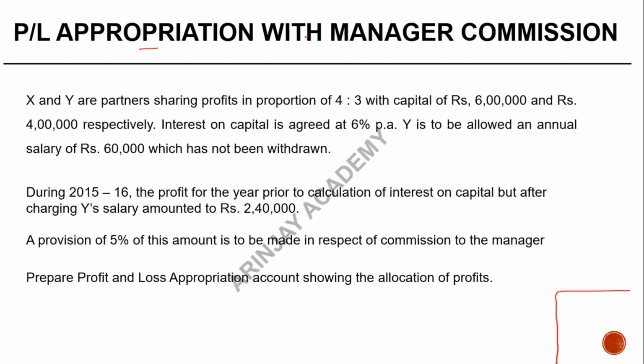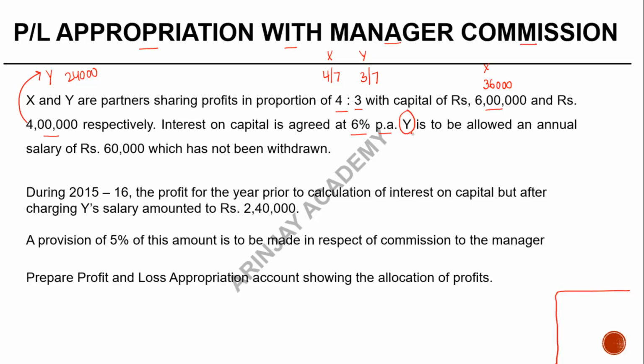So, profit and loss appropriation account with manager's commission. X and Y are partners sharing profits in the proportion of 4:3, or in other words 4/7 for X and 3/7 for Y, with capital of 6 lakh and 4 lakh respectively. Interest on capital is agreed at 6% per annum. So in the case of X, it is 6% on 6 lakh, which is 36,000. In the case of Y, it is 6% of 4 lakh, which is 24,000.